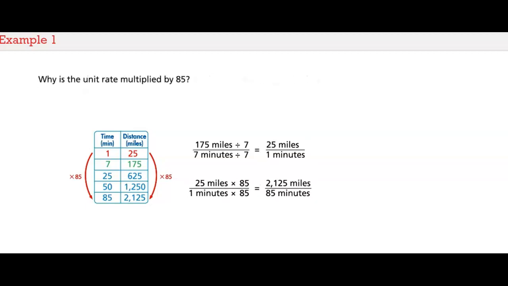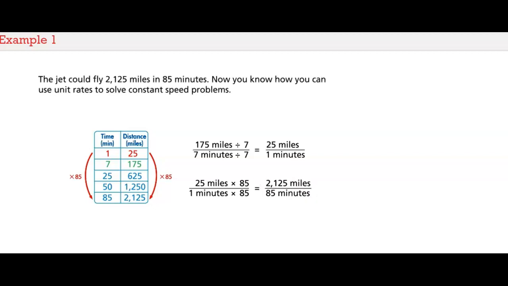Why is the unit rate multiplied by 85? The unit rate is multiplied by 85 because you want to find out how far the jet goes in 85 minutes. The jet could fly 2,125 miles in 85 minutes. Now you know how you can use unit rates to solve constant speed problems.